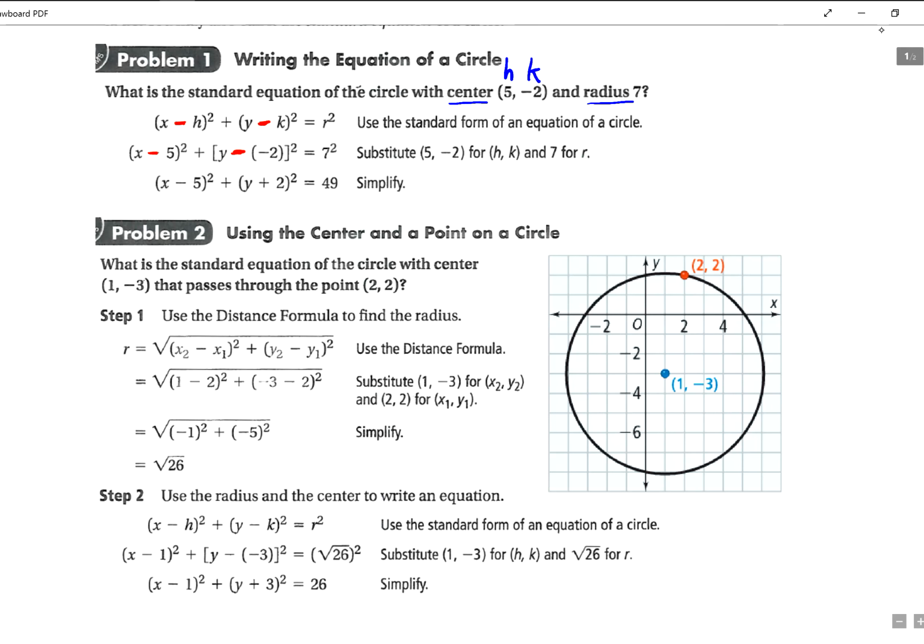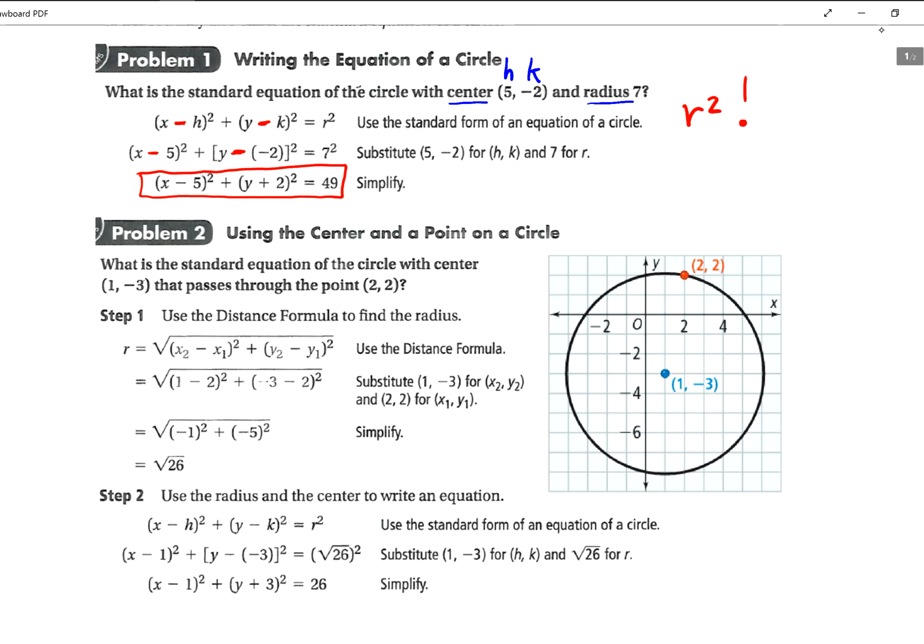And don't forget to square your r squared. Put a little note over there to ourselves. Make sure that you square the r. So those are the two places you will make mistakes. And we simply end up with the equation of our circle. We know that its center is at (5, -2), and its radius is 7.